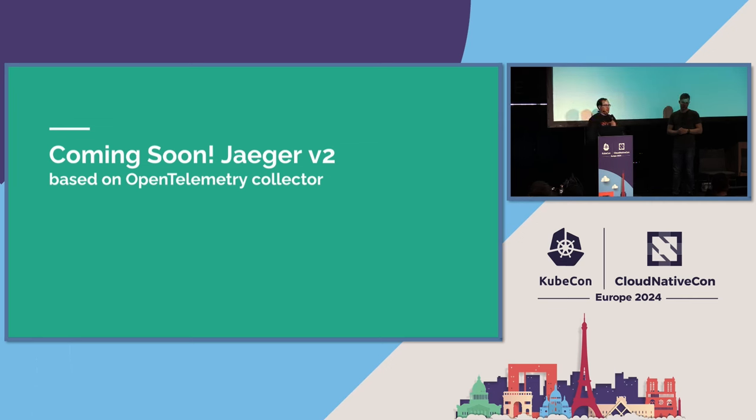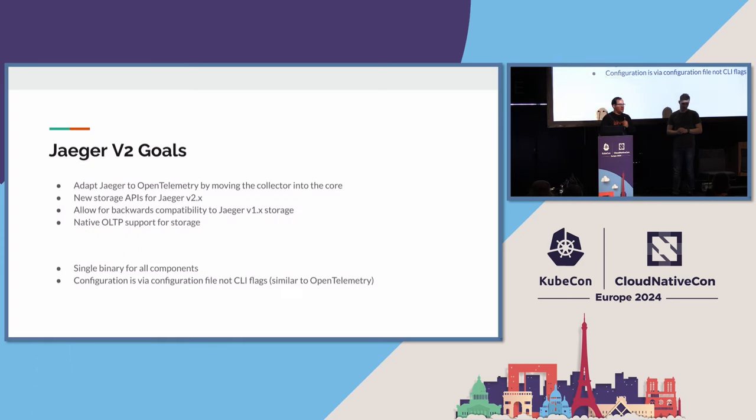And so this is a very big project for us that's been in the works for quite some time. And the goal, besides adopting the collector, is also to support new types of storage and APIs. So today, the supported backends for Jaeger officially are Cassandra, Elasticsearch, OpenSearch. We're very close to ClickHouse. I'm going to talk about that later. But the idea is to build new storage APIs in OpenTelemetry to support that.